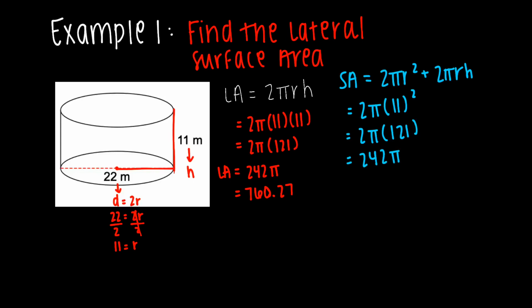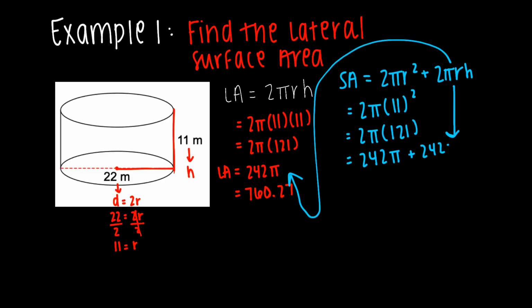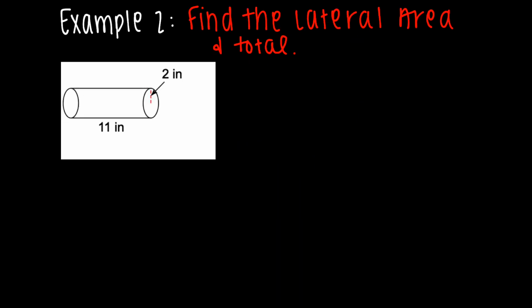Now it did work out to be the same as what our lateral area is, but it's not always going to be that way. I already found this 2 pi r h all the way over here, so I'm going to plug that in as 242 pi. Since they are the same with the pi next to it, I can add the numbers in front together. That gives me 484 pi as my surface area. Or if you want the decimal for that, it ends up being 1,520.53.